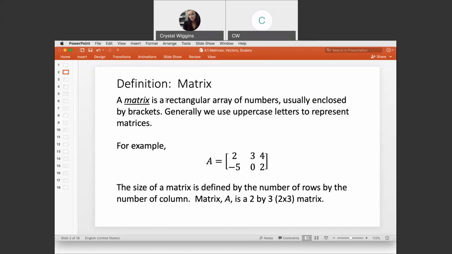So the definition of a matrix is a rectangular array of numbers, usually enclosed by brackets. Generally, we use uppercase letters to represent matrices. So for example, we can label this matrix A, and it is a 2 by 3 matrix, okay? So you're always going to count how many rows you have. So there are 2 rows, and then the second dimension will always be the columns. So we have 1, 2, 3 columns. So that makes it a 2 by 3 matrix.